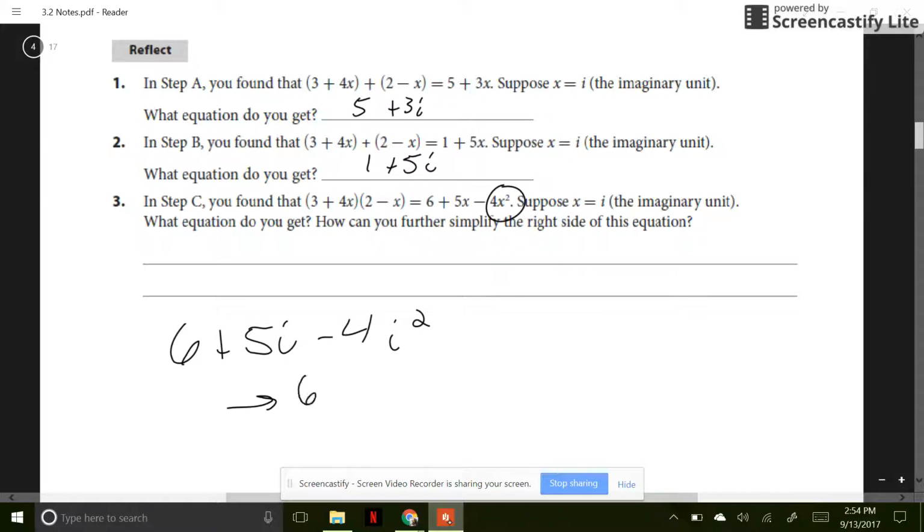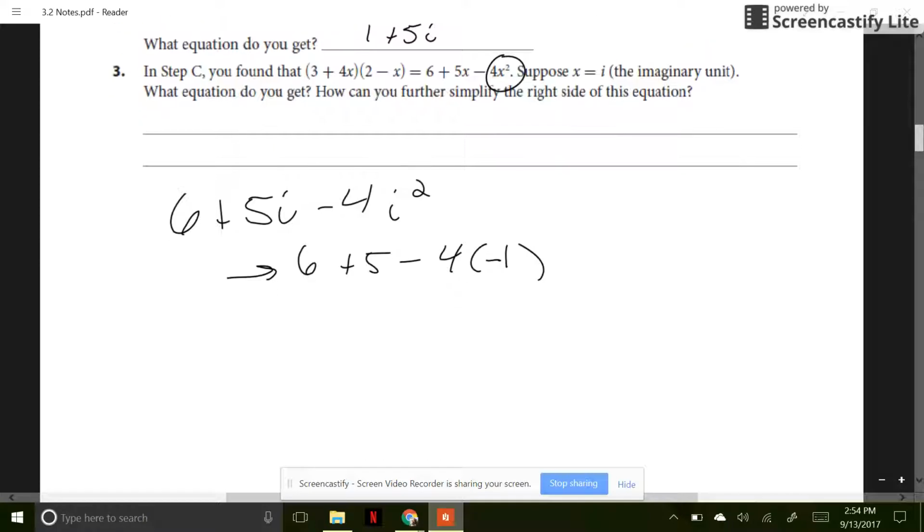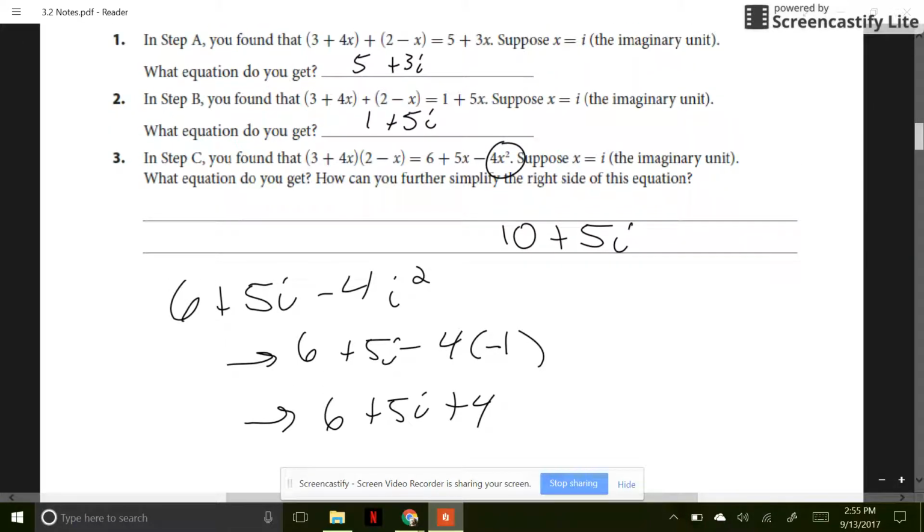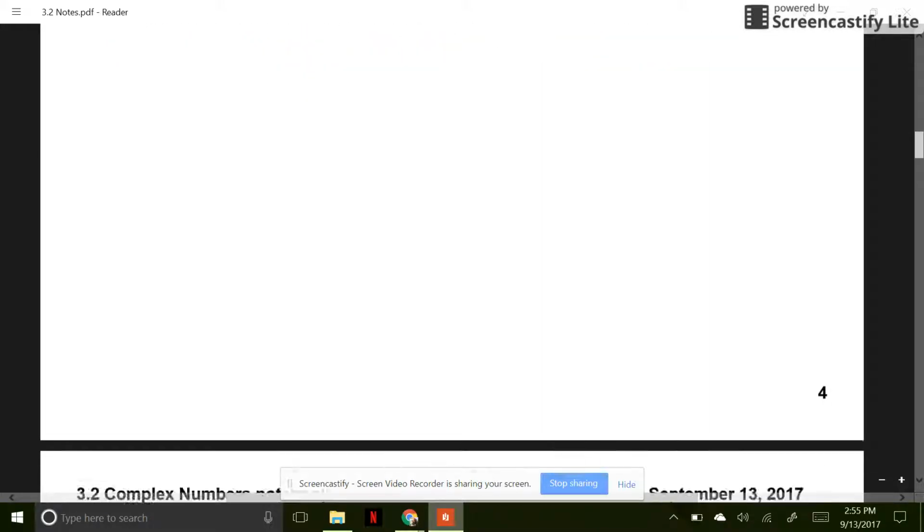So you have to remember that i squared is the same thing as negative 1. That means we're taking 6 plus 5i and then plus 4, to get a simplified solution of 10 plus 5i. So anytime you have a product, you should come back to this kind of thing, which is called a complex number. You shouldn't have any i squareds in your answer. You should be able to simplify.